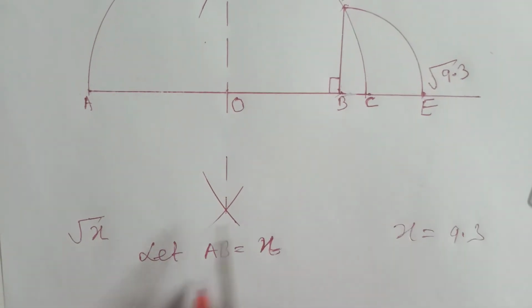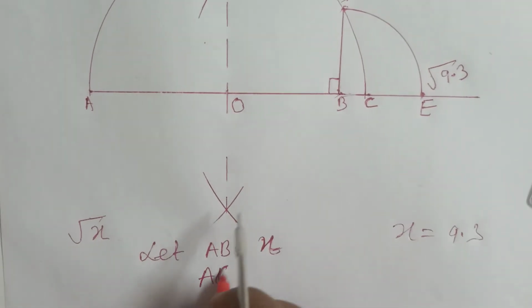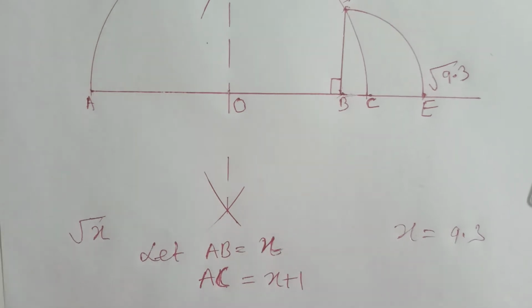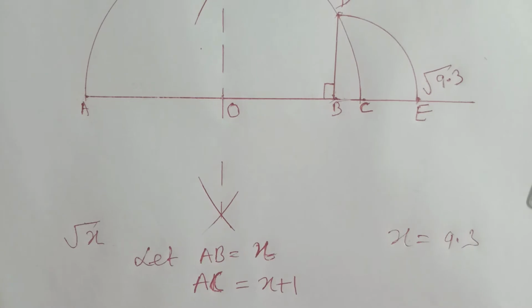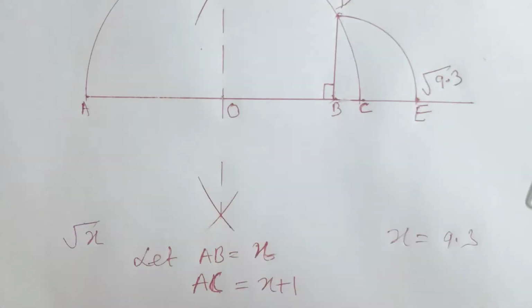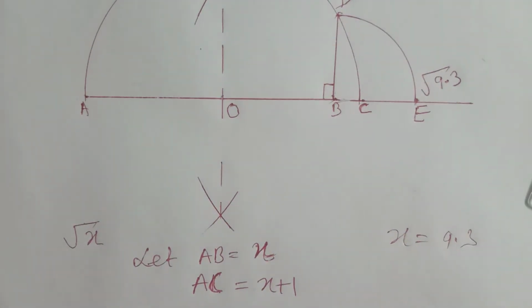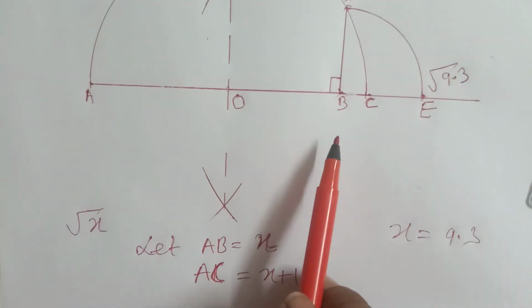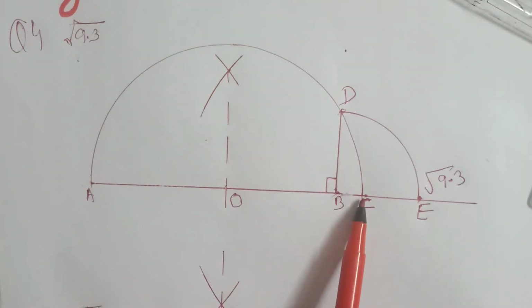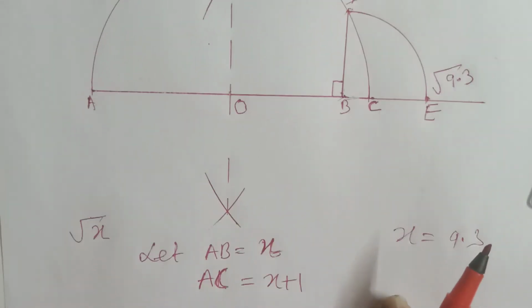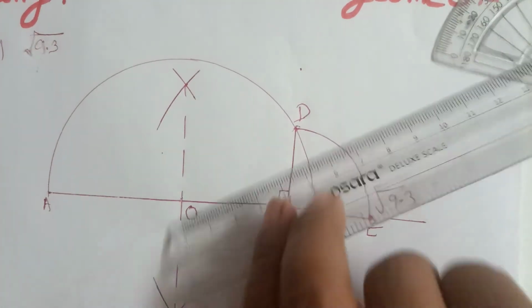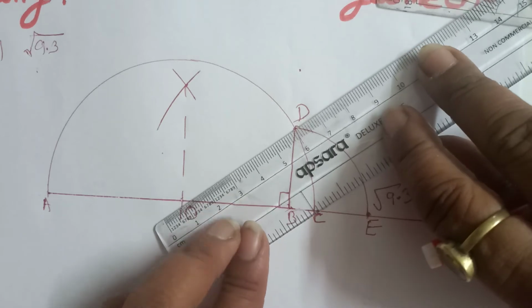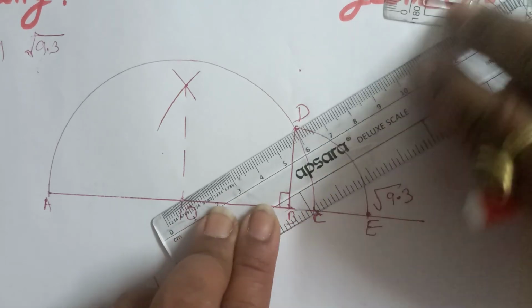So AC is equal to x plus 1, because BC is equal to 1 centimeter. Now let's join OD also. We need to join it only to justify this.